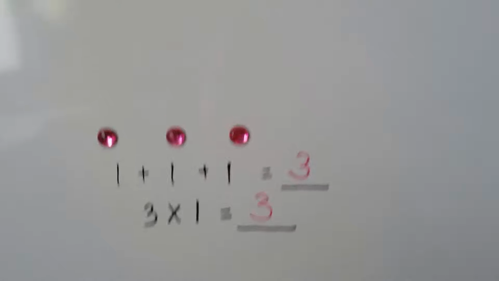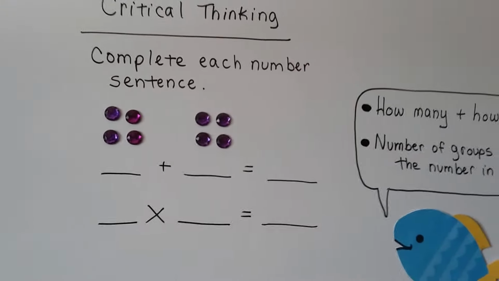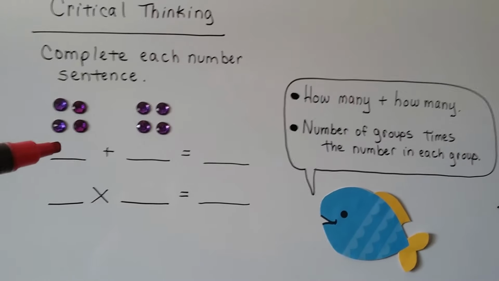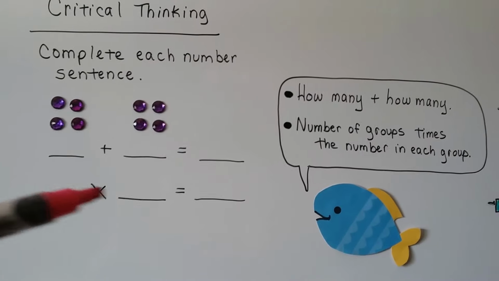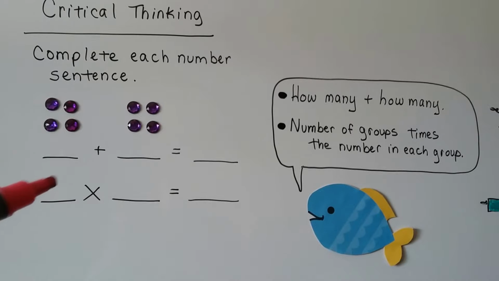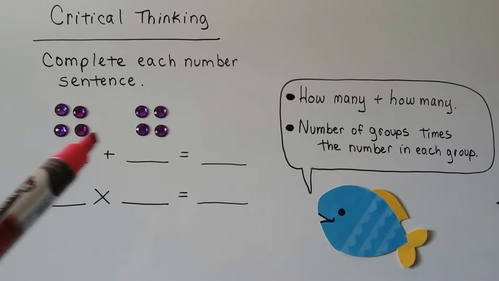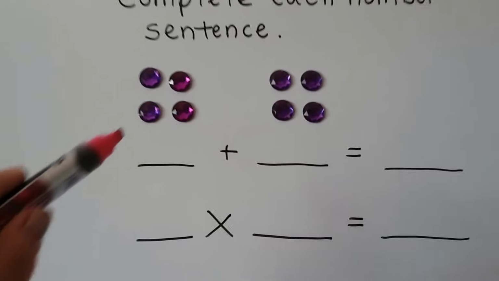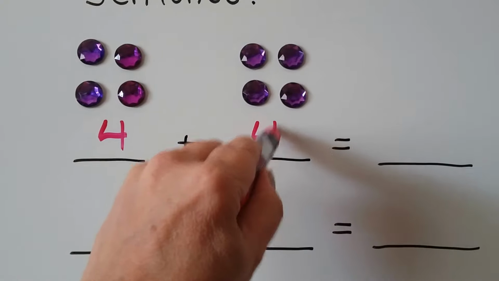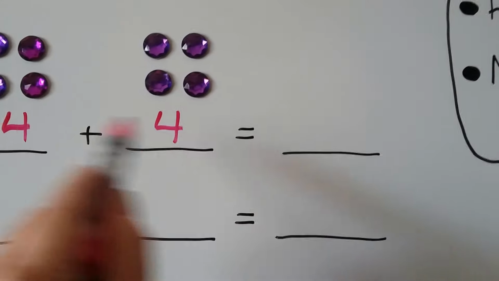All right? Let's try some critical thinking. It says to complete each number sentence. So our little fishy is telling us, for the first one, for addition, we need how many plus how many. And for this one, for multiplication, we need to put the number of groups times the number in each group. Okay? So let's do how many plus how many. We have 4 here, plus another 4. And 4 plus 4 is, you know this one, don't you? And it's a double. It's 8.